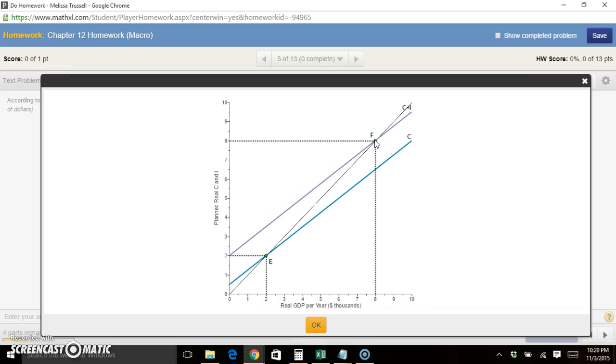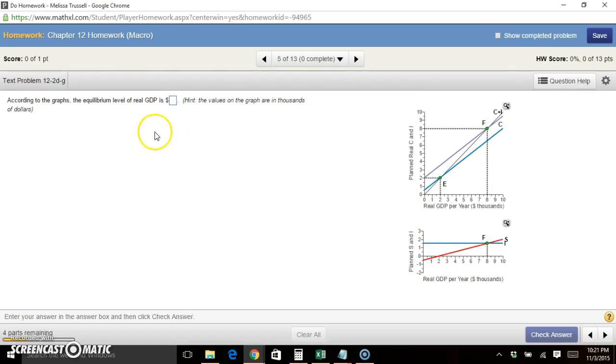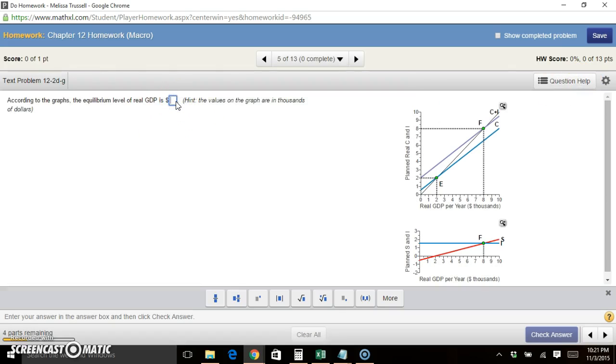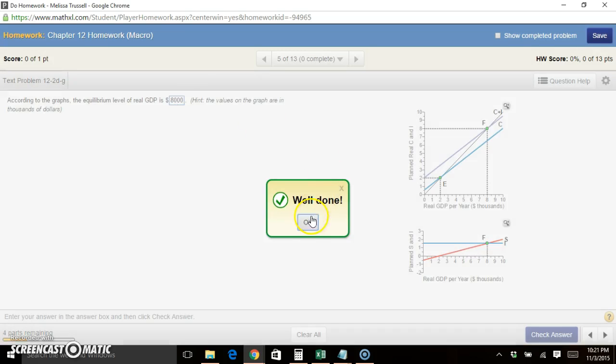So it's at point F, our GDP equilibrium. Point F is at a GDP level of 8,000. We can find that from our x-axis, where our GDP is for point F. It's 8, and this is in thousands. So 8,000 is what I'll go back and put in as my equilibrium GDP, which is where GDP equals consumption plus investment, C plus I.